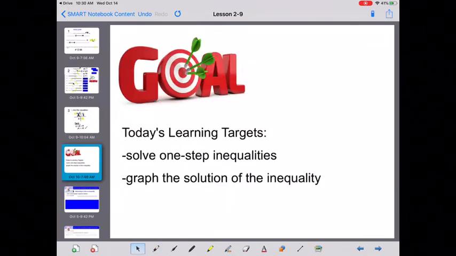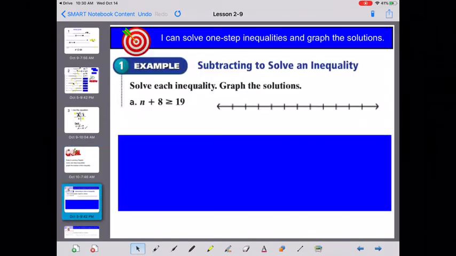Today's learning target is to be able to solve one-step inequalities, and then we're going to graph those solutions on a number line like what we did in our previous lesson. Now, solving inequalities is exactly the same as solving equations. So this should be really fun for you in that it'll be very easy to learn it.